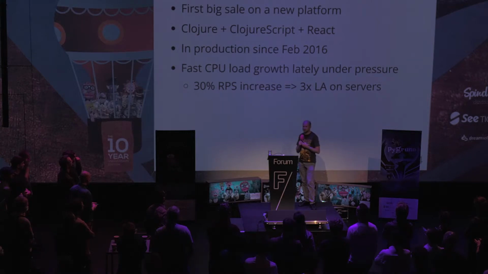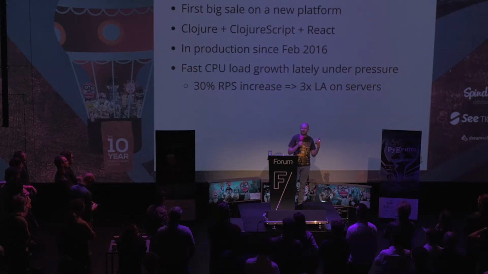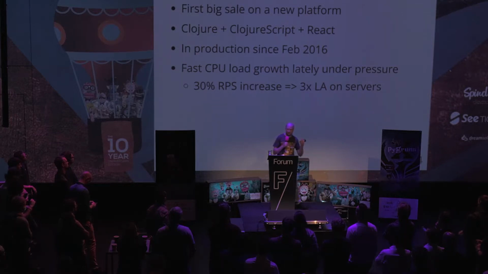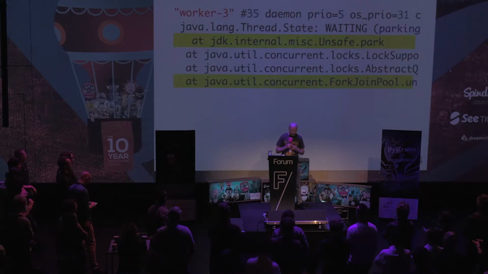If you have 300 people on the site, 300 RPS, everything's working fine, load average is like 0.1, maybe 1.0. And then at 400 RPS you have a load average of 80 or 120. You can't even connect to the JVM, nothing is working.